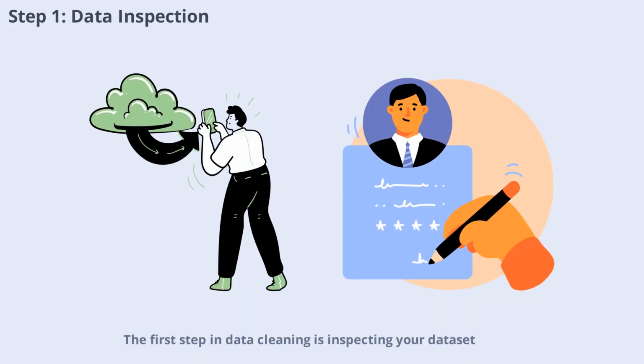The first step in data cleaning is inspecting your dataset. This means taking a close look at the data to understand its structure, types, and any obvious issues. You might use summary statistics, visualizations, or simple browsing to spot anomalies. By thoroughly inspecting your data, you can prioritize which problems to tackle first and plan your cleaning strategy effectively.